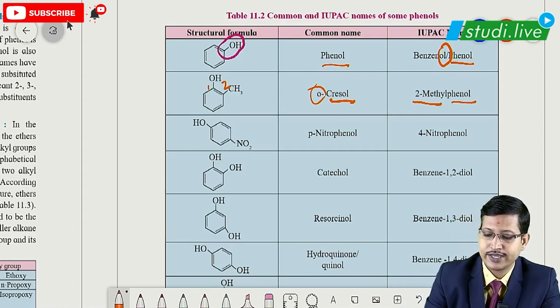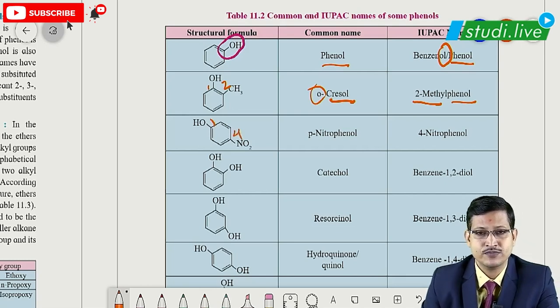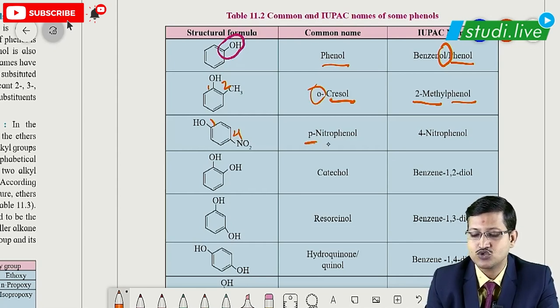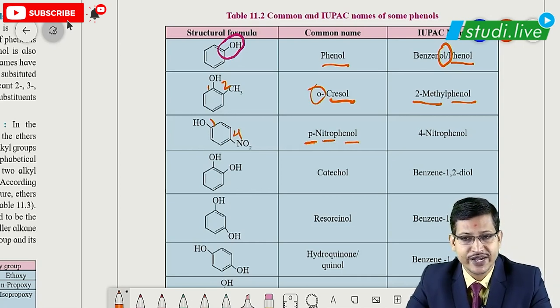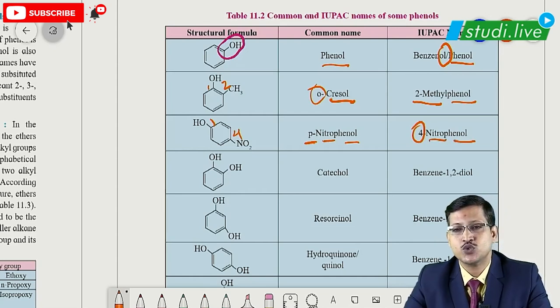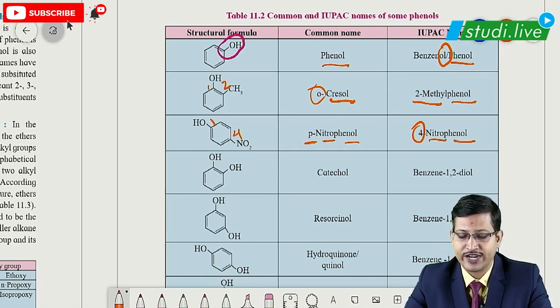Same way, now the next one. This is first position and this is fourth position. So go like this, 1, 2, 3, 4, or it can be 1, 2, 3, 4. Either way you go, this is the fourth position, and therefore this compound will be para position. So para, nitro, and then phenol. So that is how the breakdown is, para, nitro, and then phenol. Or this can also be mentioned as 4-nitrophenol. So either it is para-nitrophenol or it is 4-nitrophenol.